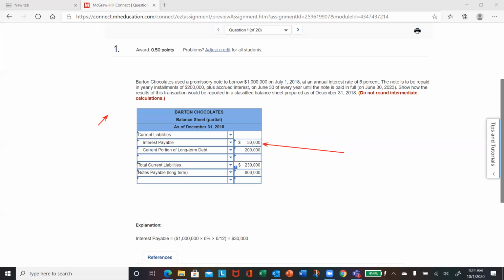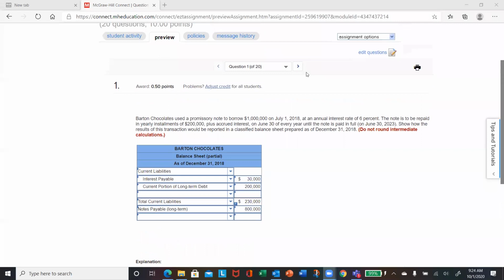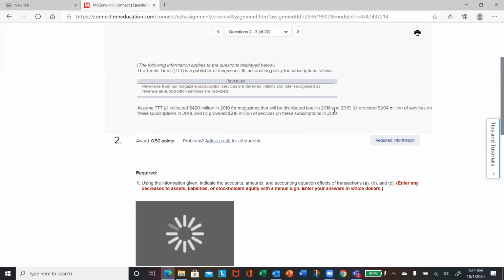So that interest payable, because it's going to become due pretty soon, because you're going to pay that along with that $200,000, that'll also be considered a current liability. All right, so that would be my comments on problem number 1. Let's check out problems number 2 and 3.